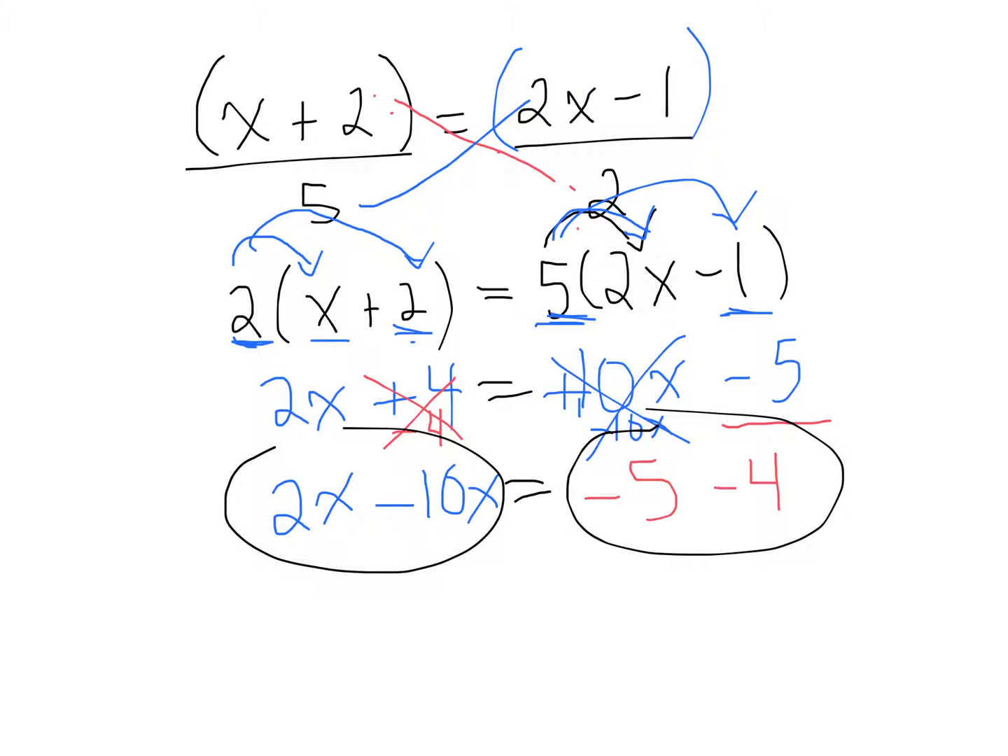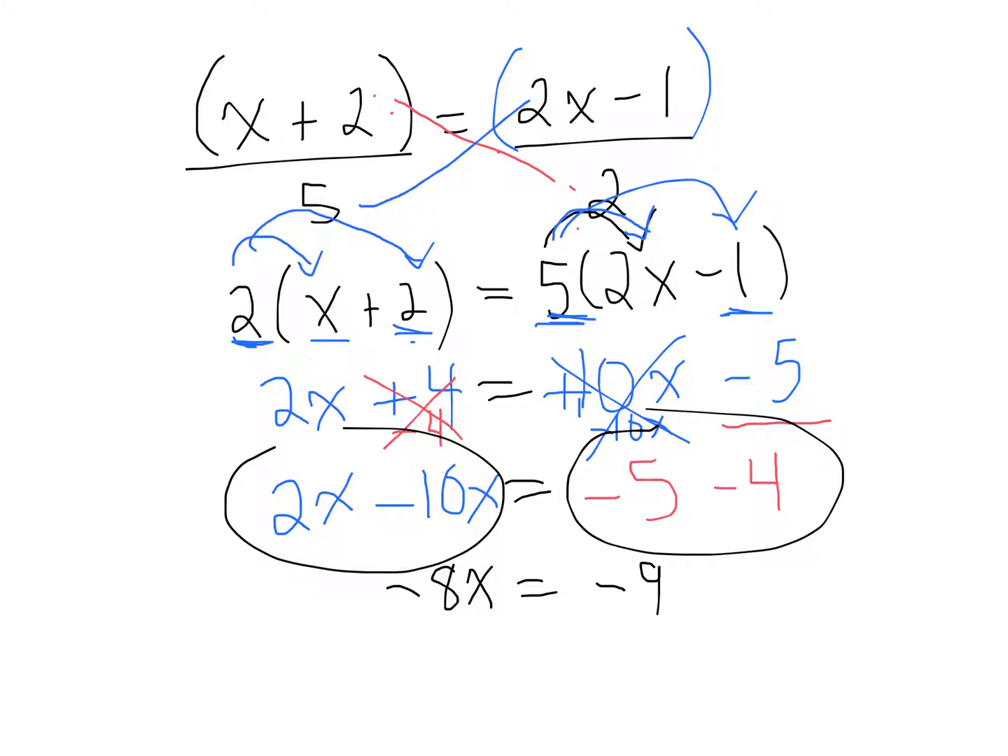Okay, so we have 2x take away 10x. What's 2 take away 10? Negative 8. Okay, x, good, because 2x take away 10x is negative 8x. And what's negative 5 take away 4? Negative 9. Good. So now I have negative 8x equals negative 9.